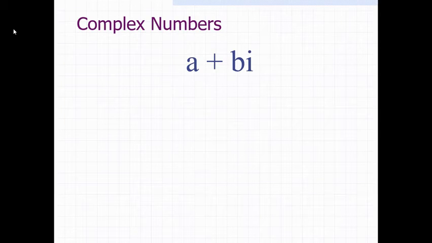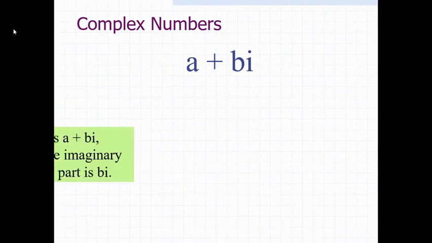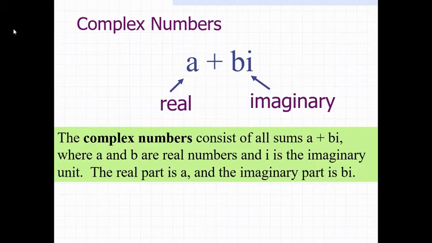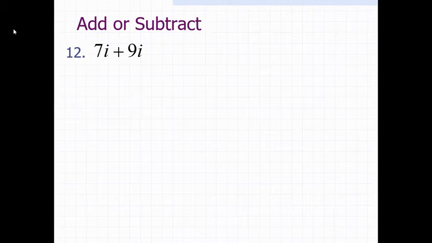All right, let's take a look at what happens when we have things in complex number form. Complex numbers consist of all sums of real numbers A plus imaginary numbers Bi, where A and B are real numbers and I is the imaginary unit. The real part is A and the imaginary part is B. Okay, we can add or subtract these together. 7i plus 9i equals 16i.